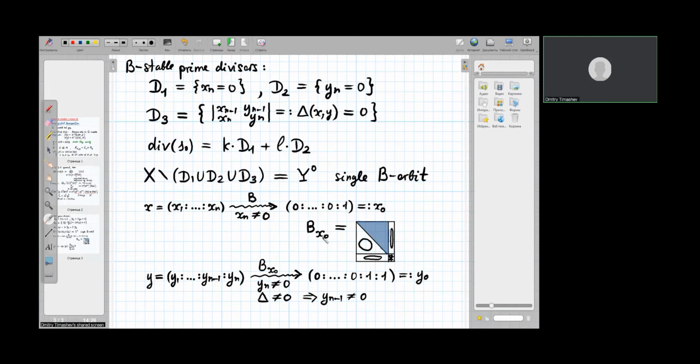So we have proved the claim that this complement is indeed a single B orbit, and therefore we have found all B-stable prime divisors. There are no other B-stable prime divisors except for these three. In particular, this implies that X is spherical because there is an open B orbit. Hence, our X is spherical.